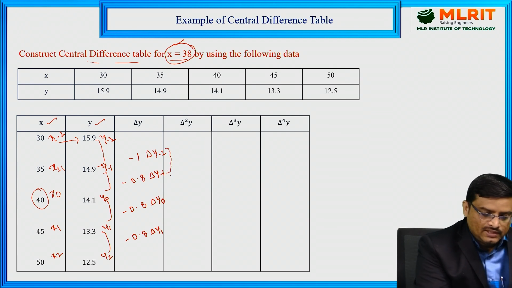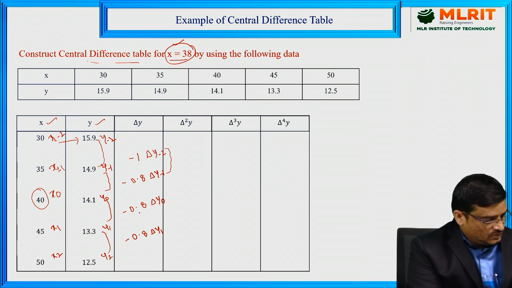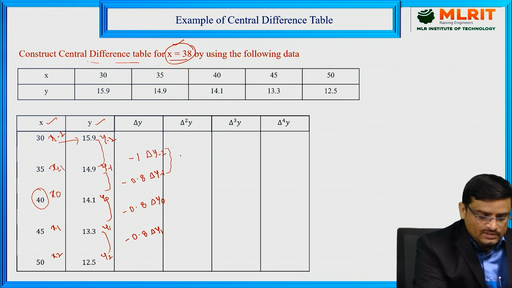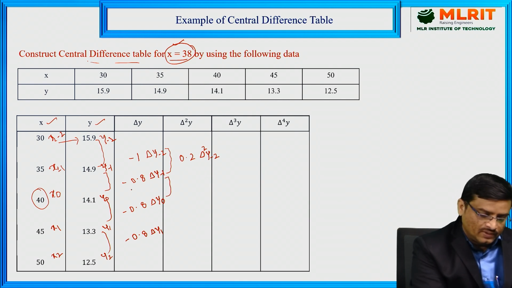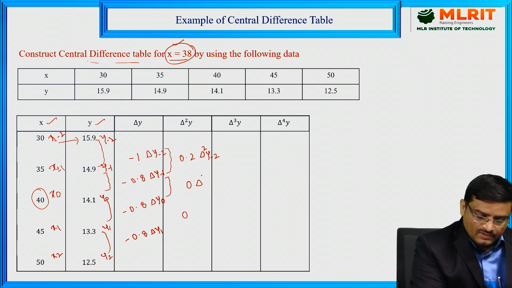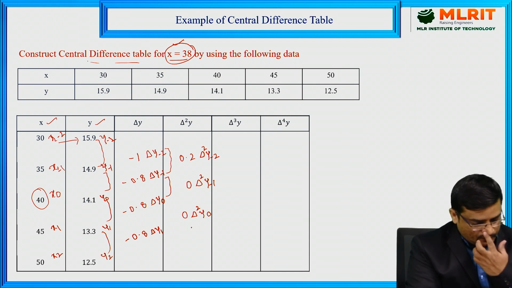Similarly, take these two differences here. So minus 0.8 minus of minus 1, you will get 0.2. So this is delta square y suffix minus 2. Now take minus 0.5 minus of minus 0.5, it becomes plus, so you will get 0. And this is also equal to 0. So this is represented with delta square y suffix minus 1. And this is delta square y suffix 0.